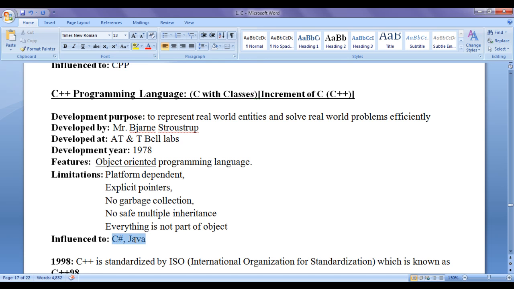C# and Java are pure object-oriented programming languages where everything is part of an object. They are memory managed. The programmer need not worry about garbage collection. In C# and Java, they removed explicit pointers. We find implicit pointers. In C#, in the unsafe mode, we can still use explicit pointers. C# and Java are platform independent. In C# and Java, we find safe multiple inheritance. Safe multiple inheritance is achieved by using interfaces in C# and Java.